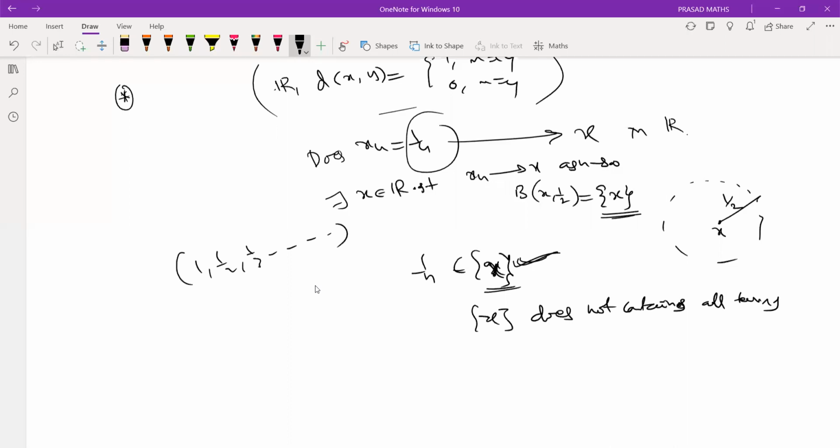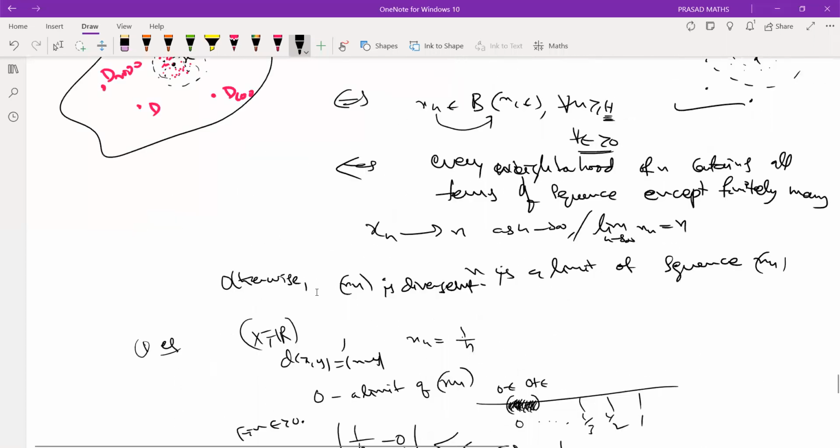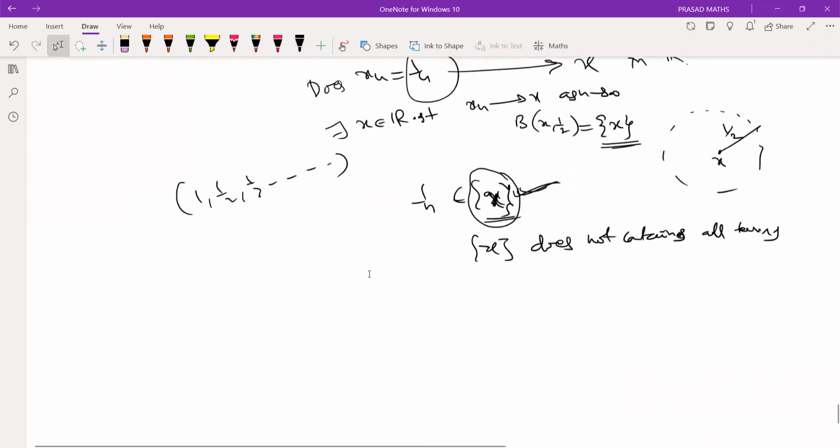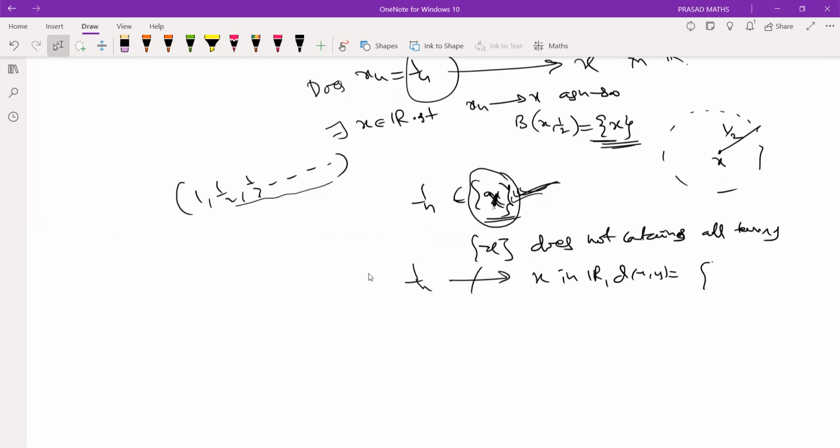Do you understand, sir? This is my neighborhood of x. What did I say in my definition? The important definition: every neighborhood that you start with contains all terms of the sequence except finitely many. But here there is some neighborhood we provide, and in this neighborhood it contains only at most x. What about the remaining countably many values? Is it clear? Therefore, 1 by n does not converge to any x in the discrete metric. Is it clear?